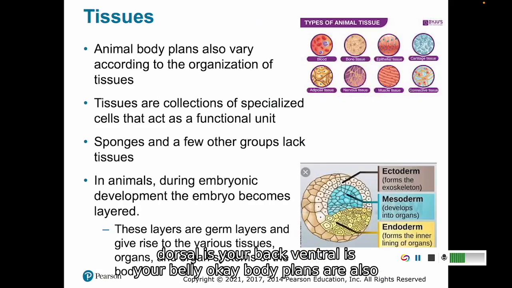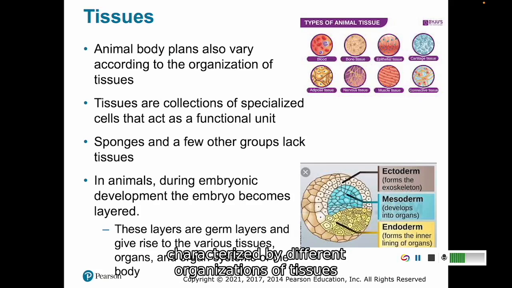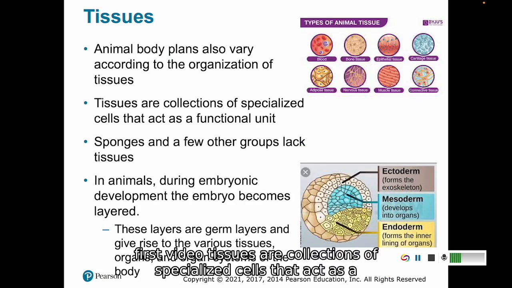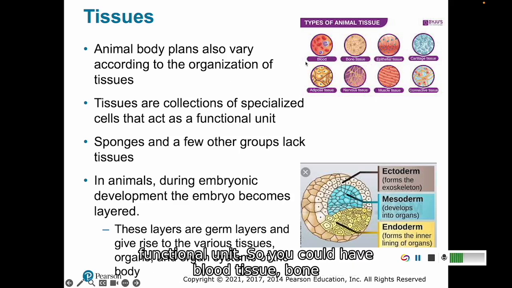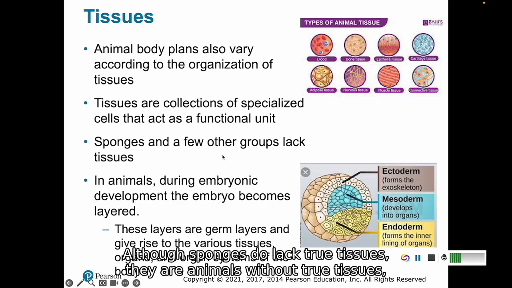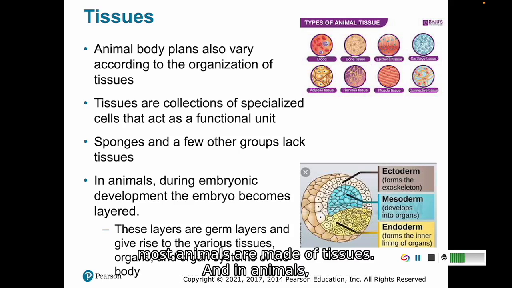Okay, body plans are also characterized by different organizations of tissues. As we already said in our first video, tissues are collections of specialized cells that act as a functional unit. So you could have blood tissue, bone tissue, epithelial tissue, cartilage tissue, adipose tissue, different types of tissues that we have in animals. Although sponges do lack true tissues, they are animals without true tissues. Most animals are made of tissues.